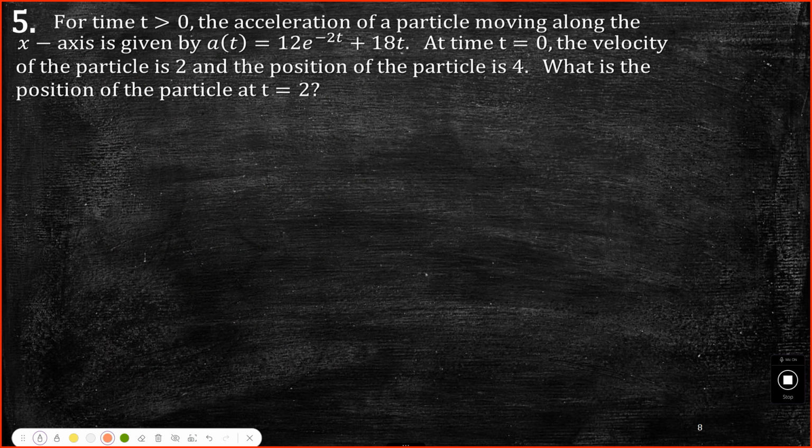There's the one. That's the one I was talking about. That is not always the case for exponential ones. For doing them this way, you have to just be more careful with it. So it's another one like the other ones we did, for time t greater than 0. There's the acceleration, at time equals 0 the velocity is 2, and the position of the particle is 4. What is the position of the particle at t equal to 2?